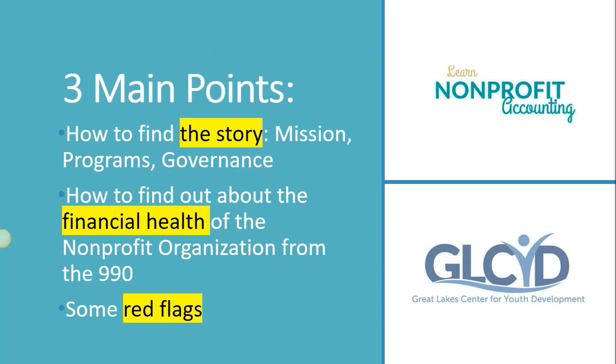So here are the 3 main points I wanted to cover today. 1 is about the story, 2 is about the financial health, and 3 are some red flags and other tips. So the story of the nonprofit can be found on the 990 in the mission, the programs, and the governance area. So I'll show you where those are located on the 990.